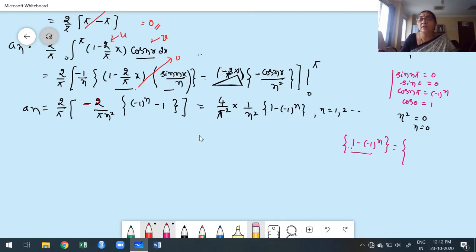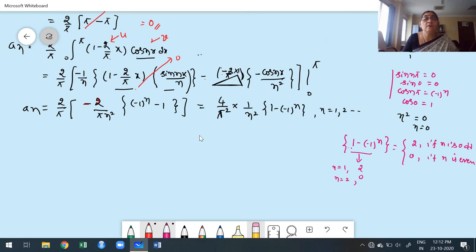Now once you put n equal to 1, observe carefully. Minus into minus is plus. What do we get? 2. Put n equal to 2: minus 1 whole square plus 1 minus 1 is 0. Even cases are 0. Odd cases, what do we get? 2. Therefore it is 2 if n is odd, and 0 if n is even.